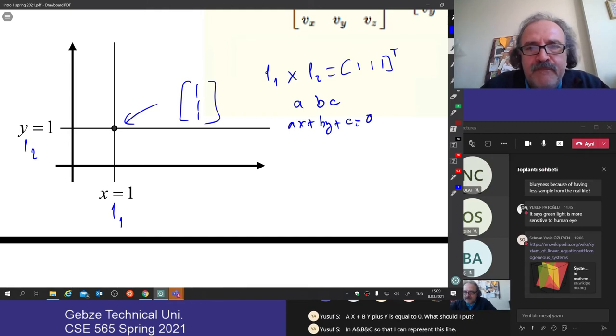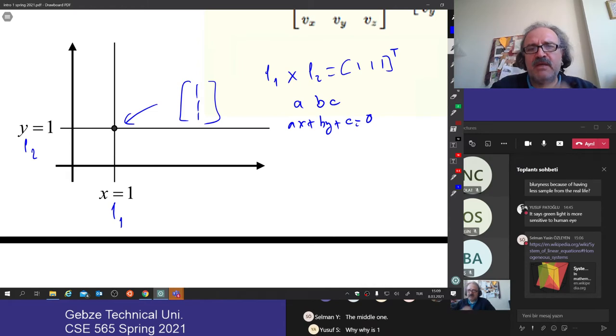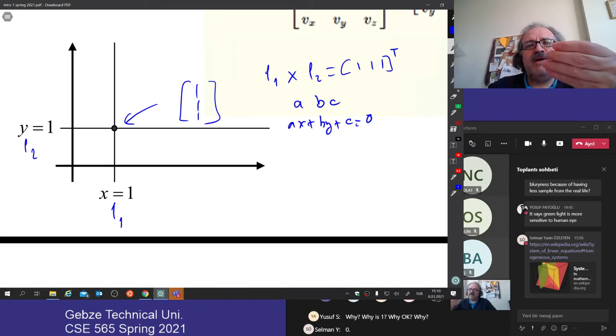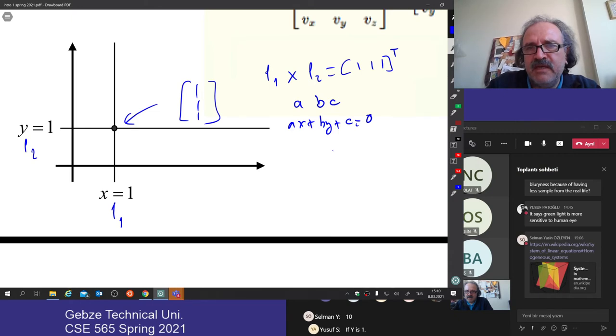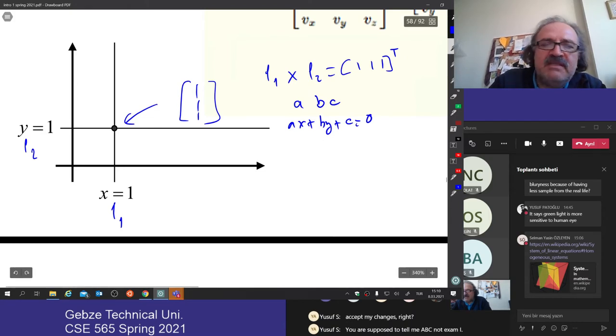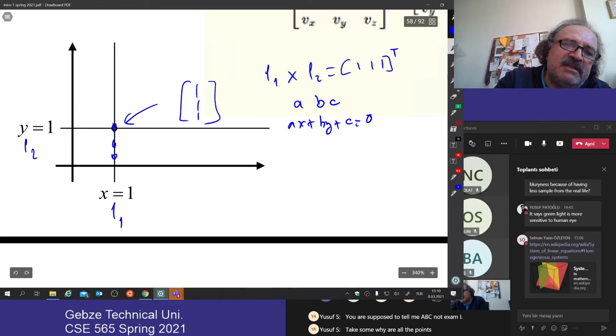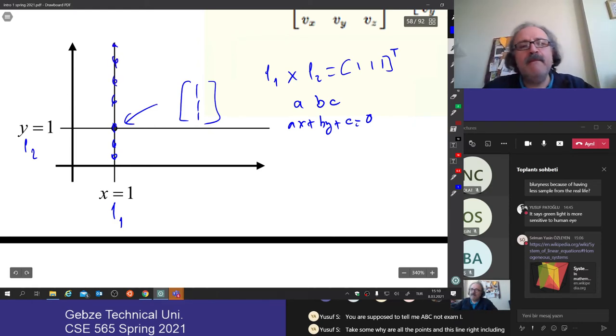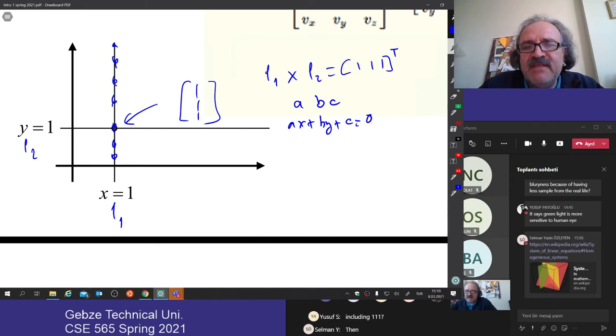What should be the A? Equal to 1, isn't this equation? Which one is 1? The middle one. Y is 1? Y, okay. 1, 0. You cannot say y is one. You are supposed to tell me a, b, c, not x and y. X and y are all the points in this line, right? Including 1, 1, 1. Then what is a, what is b, what is c?